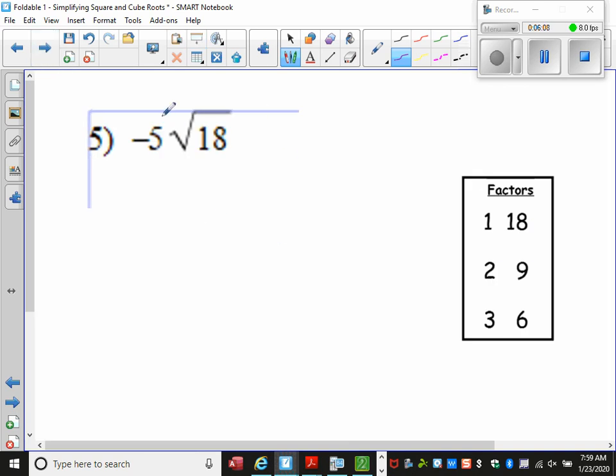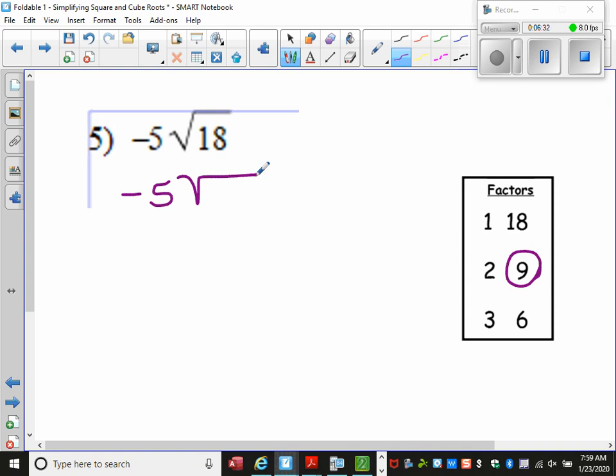All right, now, what if there's a number on the outside of that radical already? I already know 9 times 2 is going to be the largest perfect square as a factor in 18. Here's a 9 right here. So remember, this is being multiplied. This is really -5 rad 18.